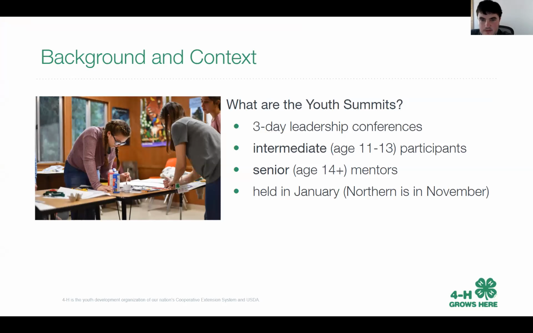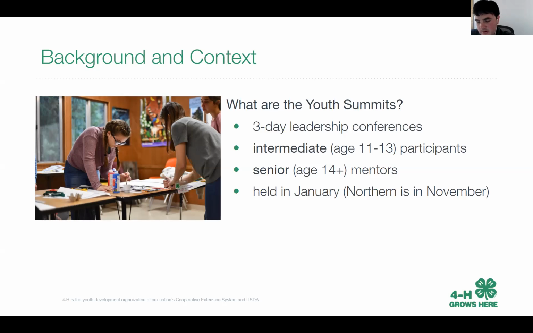What are the youth summits? The youth summits are 3-day leadership conferences for intermediate 4-H members that are planned by our senior 4-H members through a planning team. They were originally the area conferences back during the state and section council system that the management board inherited. And all of them, except for one of them, are held in January of each year. The Northern Youth Summit is actually taking place in less than 2 weeks.